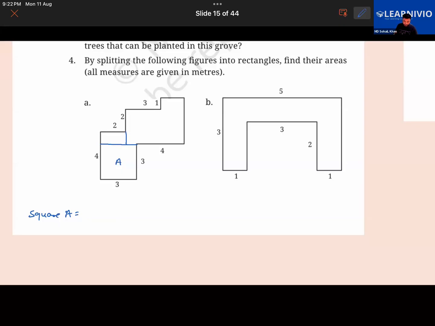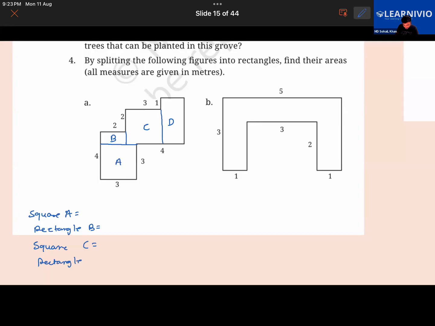Now pay attention here, everyone. Let's call this figure B, and that is going to be a rectangle, right? Yes. Rectangle B. Okay, what do we have here? Let's call this C. Will that be a rectangle or a square? Square. Square C. And what are we left with now? D. Rectangle D.